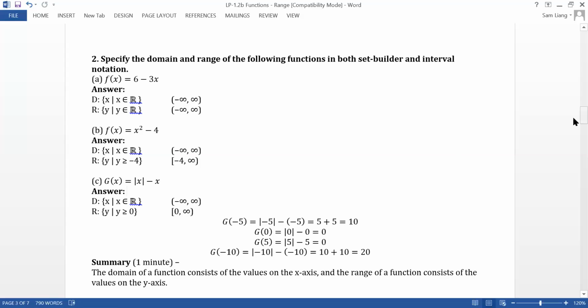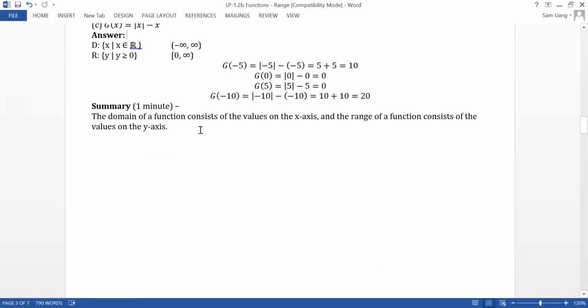All right, last but not least, just a quick summary of today's lesson. So if you have been falling asleep throughout this video, that's okay. I mean, make sure you go back and watch the video again. But if you don't remember anything else besides this, that'll be decent. Okay, so it just says the domain of a function consists of the values on the x-axis, and the range of a function consists of the values on the y-axis. So when you hear domain, think of x-axis. When you hear range, think of y-axis.